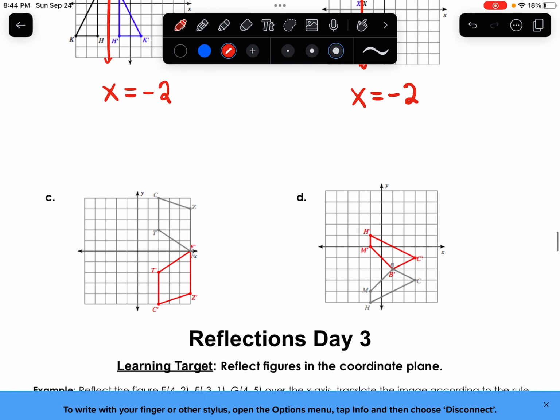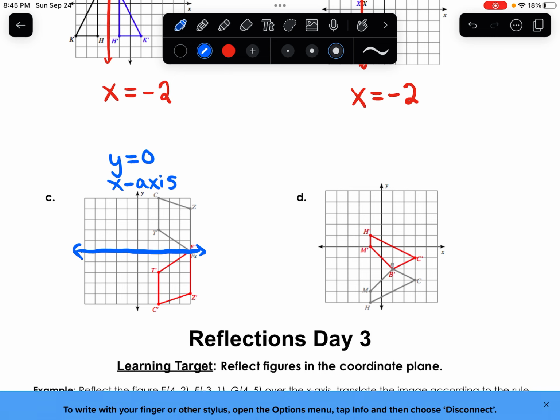All right, for the examples below, for C, in order to get that image, I would need to draw a horizontal line. Let me switch colors here. So this horizontal line would be here. Anytime it's horizontal, it would be y equals. So this is y equals 0, or you could call this the x-axis.